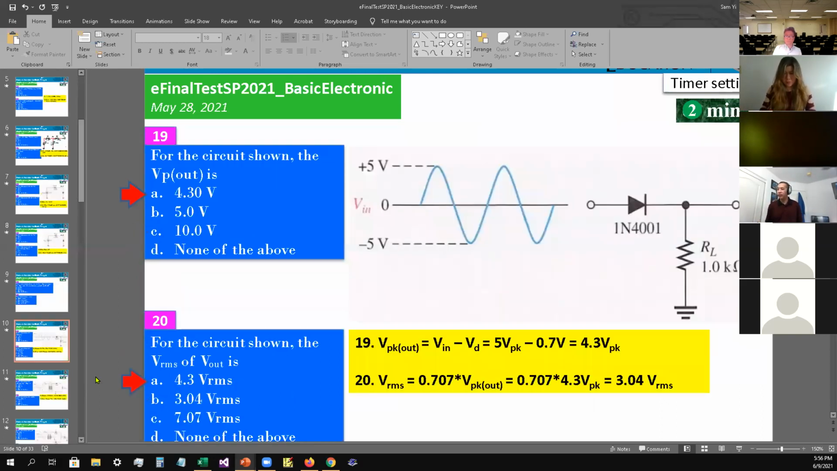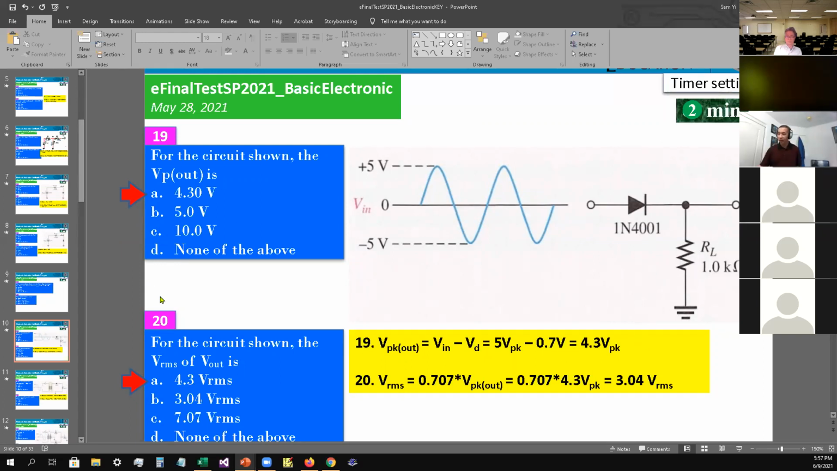All right, 19. For the circuit shown, we want to find the voltage peak out, V P out. From here to here is 5 volts, and from here to here is 5 volts, so peak to peak would be 10 volts, but we need just 5 volts. So it goes through this diode: 5 minus 0.7 gives you 4.3 volts peak. The answer is A, for 4.3 volts. A as in apple for number 19.